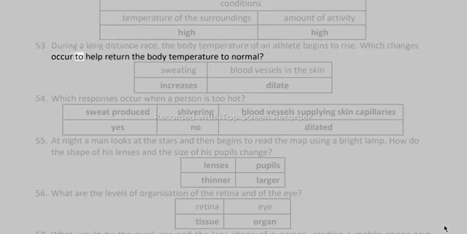53. During a long-distance race, the body temperature of an athlete begins to rise. Which changes occur to help return the body temperature to normal? Sweating, blood vessels in the skin. Increases, dilate.